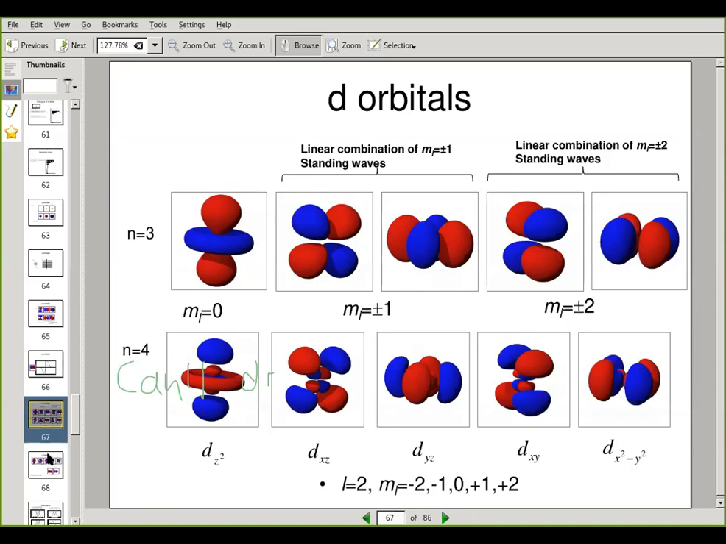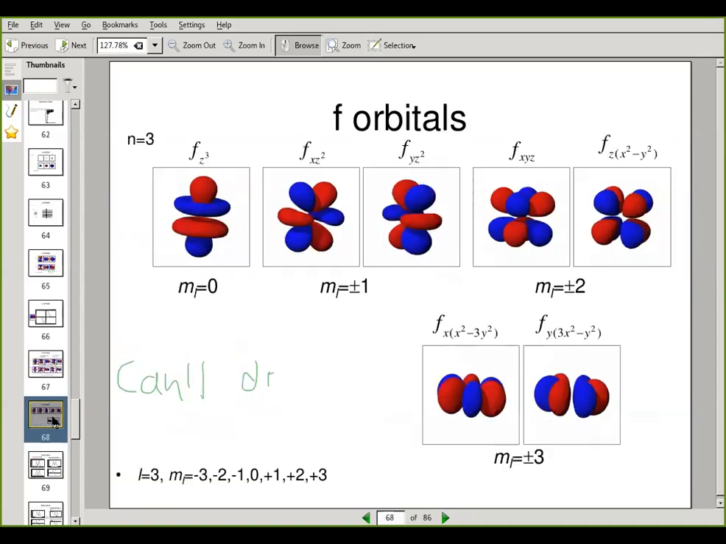Okay. And finally, other solutions that we get out of that are the f orbitals.